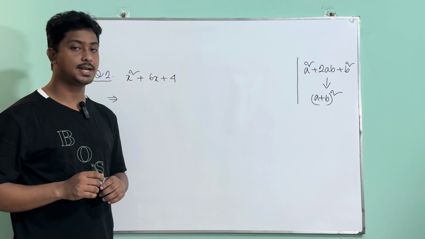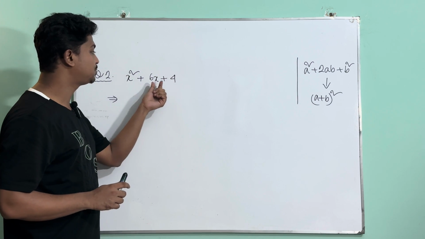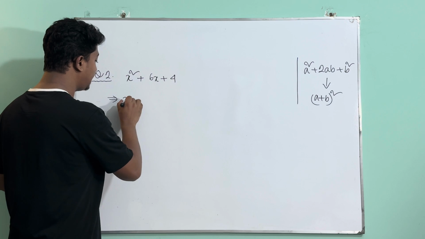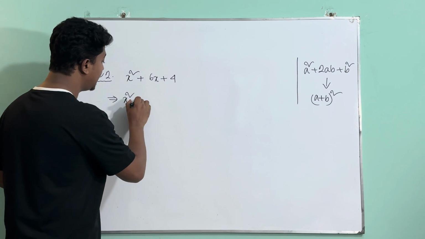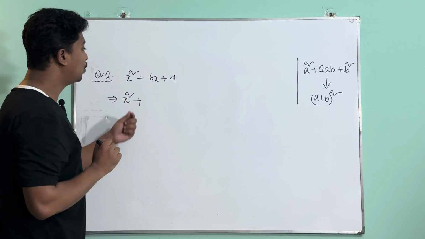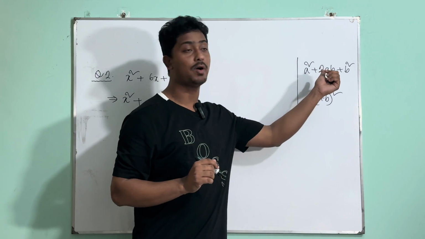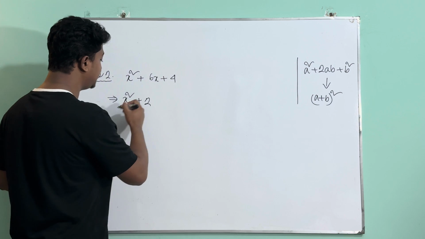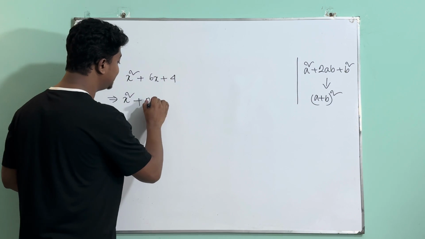Now let's look at our second example. We have x squared plus 6x plus 4. The first thing we should do, we need x square, a square. We already have it, right? Now let's focus on the middle term. What do we need? We need twice ab, right? So 2 must be there and a must be there. What's our a? We already have the a, which is x.